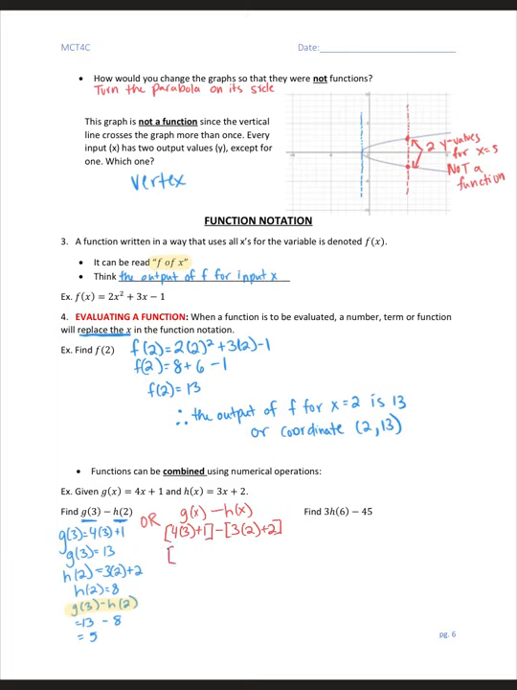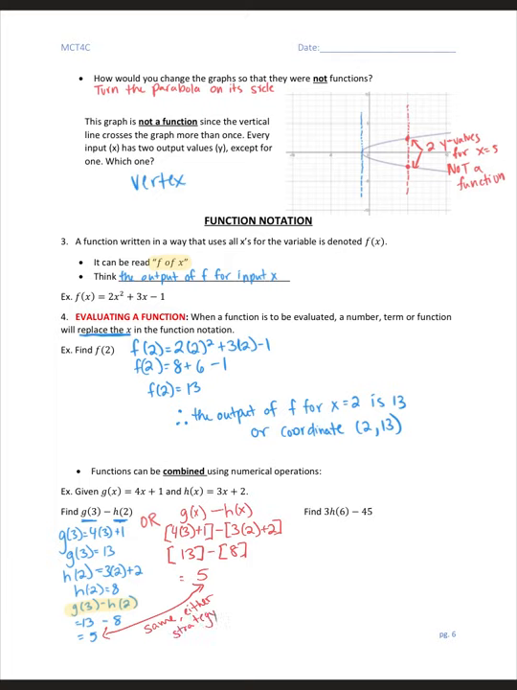Either way is fine. So 4 times 3 plus 1 is 13. 3 times 2 is 6, plus 2 is 8. So 13 minus 8 is 5. So you can see it's the same either way. Whichever strategy you choose will work.